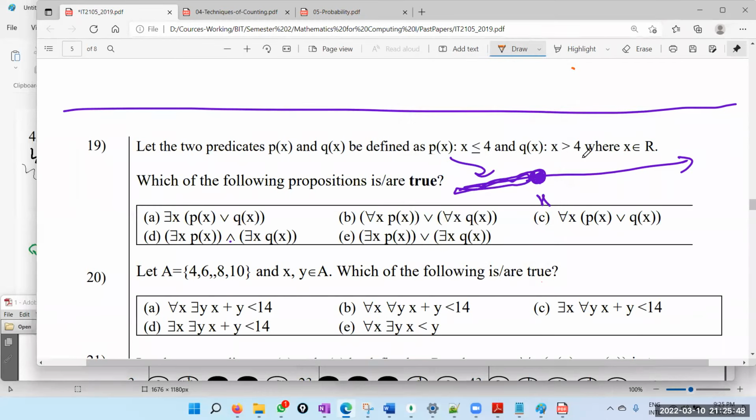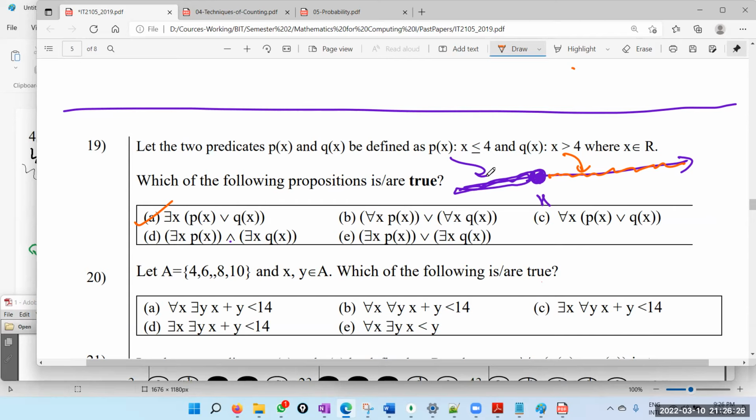says x must be greater than 4. That is this area till plus infinity. And altogether it covers the entire real numbers. Which of the following propositions is or are true? Exists x, p(x) or q(x)? Obviously, yes. Actually, not only exists x, it is all x are p(x) or q(x). So if it is all x, we can say exists x. Correct. All x are p(x)? No, not all x are p(x).